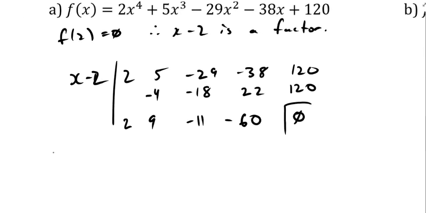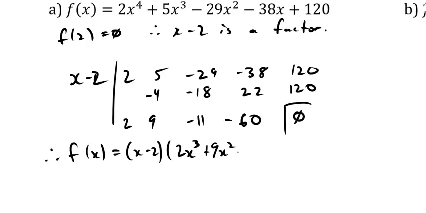Okay. So now we can go, therefore, f at x equals x minus 2, and then 2x cubed plus 9x squared minus 11x minus 60, plus 0. But our instruction said factor fully. Do you think we factored fully? I don't think so. So here's what we do.